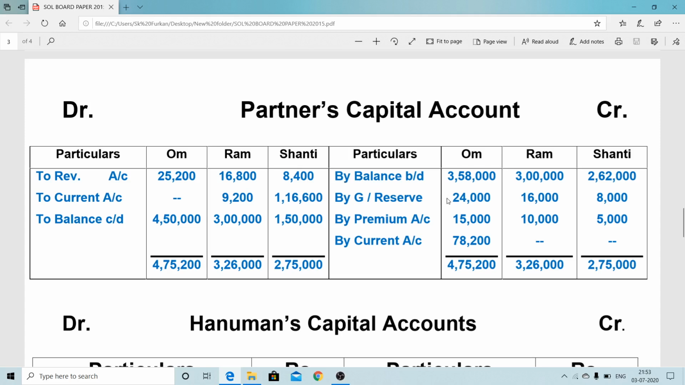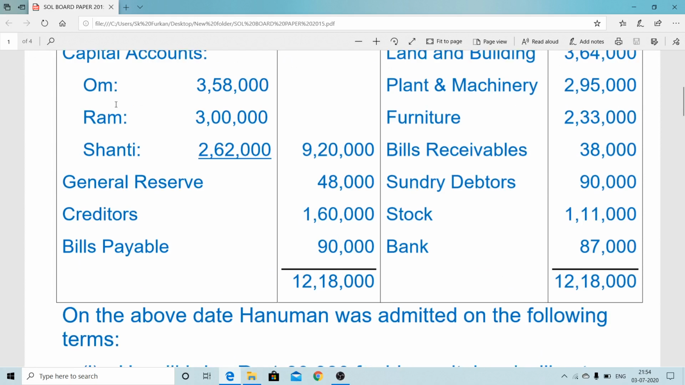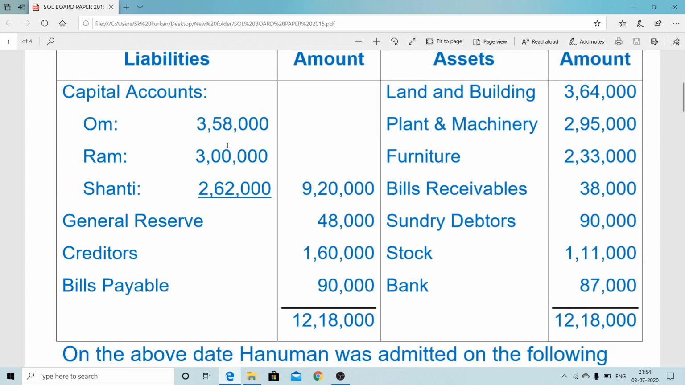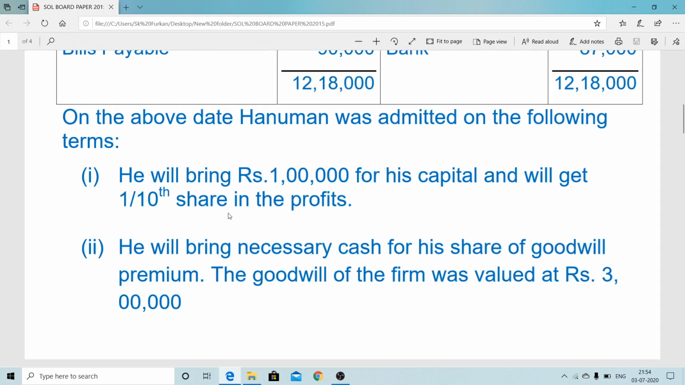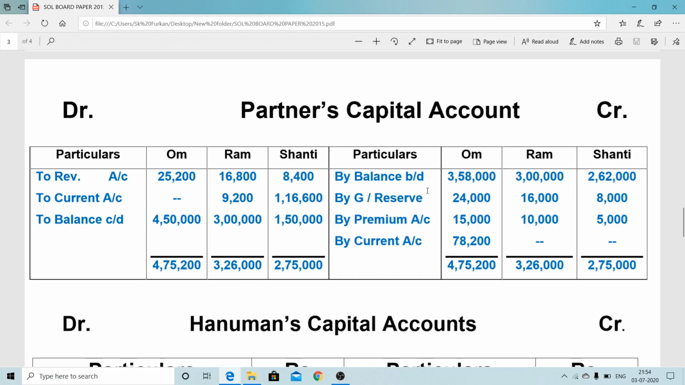First by balance b/d, Om capital 3,58,000 we got from the old balance sheet. Ram capital 3 lakh we got from the old balance sheet. Shanti's capital 2,62,000. Once we can check that here in the old balance sheet the same figure is there or not. Yes, that is the old balance sheet. Om capital 3,58,000, Ram capital 3 lakh, and Shanti's capital 2,62,000. So the same figure we are considering just on the credit side, the opening balance of the respective old partner's capital.